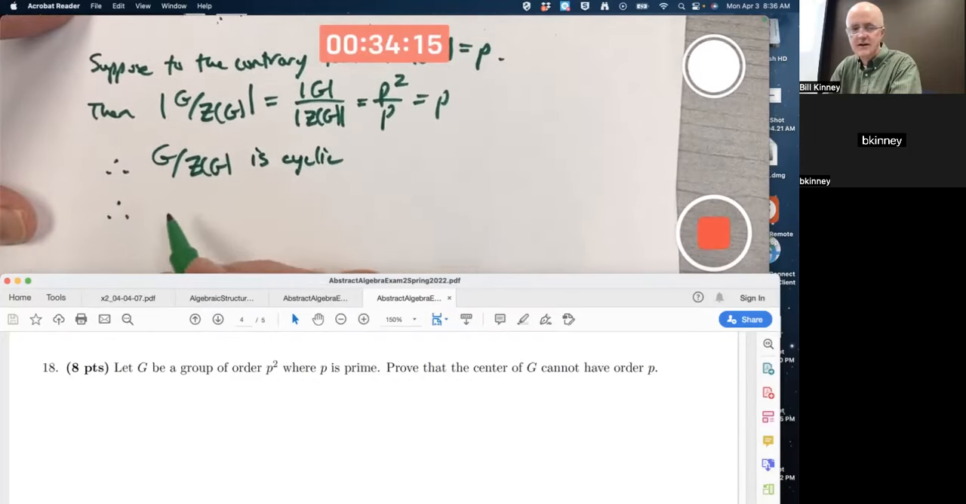Therefore, by the GZ theorem, G must be abelian, which would imply, just like I said a minute ago, the center is all of G, it's order P squared.